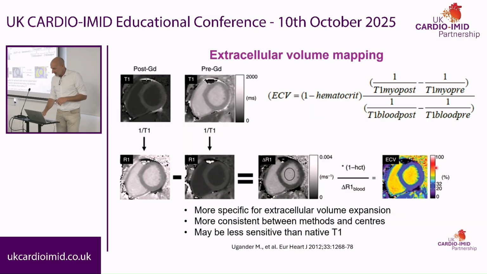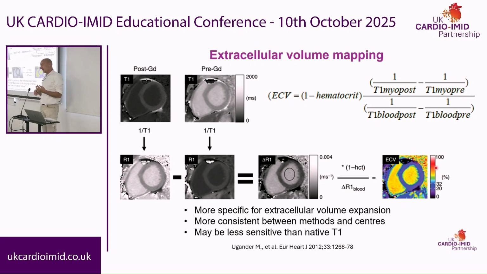One way around that potentially is what we call extracellular volume mapping. Here we take a T1 map before we give contrast, and then we take a T1 map after we've given contrast. And now, you have to think a little bit about what might happen. So what does the contrast agent do to the T1? It reduces it. And where does it distribute, the contrast agent? In the intracellular or the extracellular space?